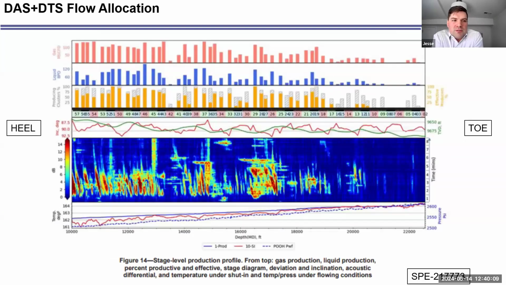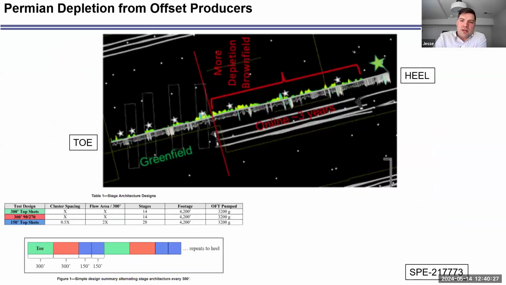So they use DAS DTS flow allocation. Certainly no expert in how this works, but in each of these cases, I'm trying to point out the heel side and the toe side. Actually, if we go back here, you have the heel on the right and the toe on the left. So the green field here is on the left, and it's close to the toe. And then the heel is on the right, and this is where you have offset depletion.